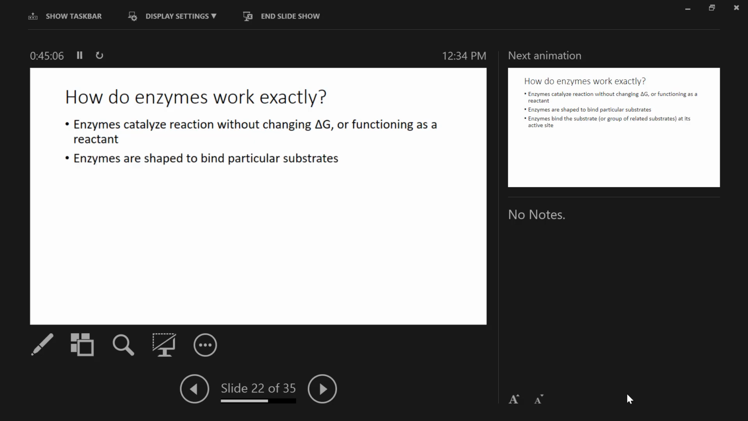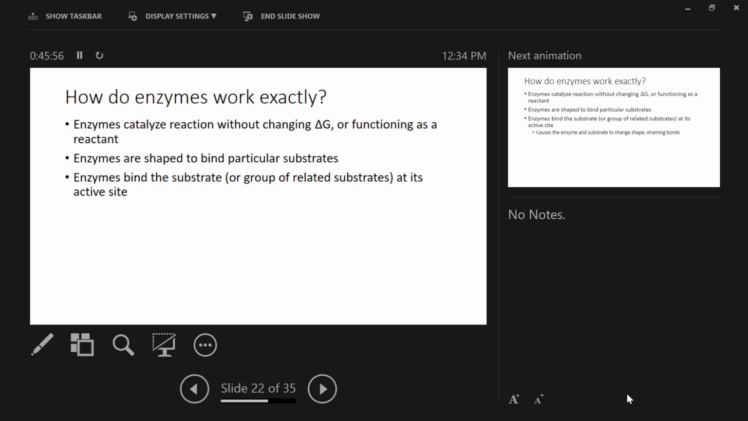So there are two different views of how this works exactly. One is that enzymes are shaped perfectly to bind certain substrates. And the substrate is a general term that refers to anything bound by an enzyme. Let's say it's an enzyme that hydrolyzes ATP. One idea is that that enzyme is shaped perfectly for ATP. We call this the lock and key model. ATP's the key and the enzyme's the lock, and the lock is shaped perfectly for that key. So that's one idea.